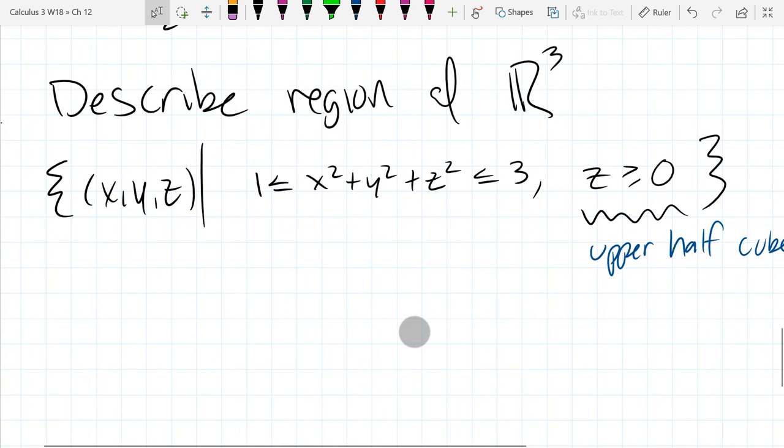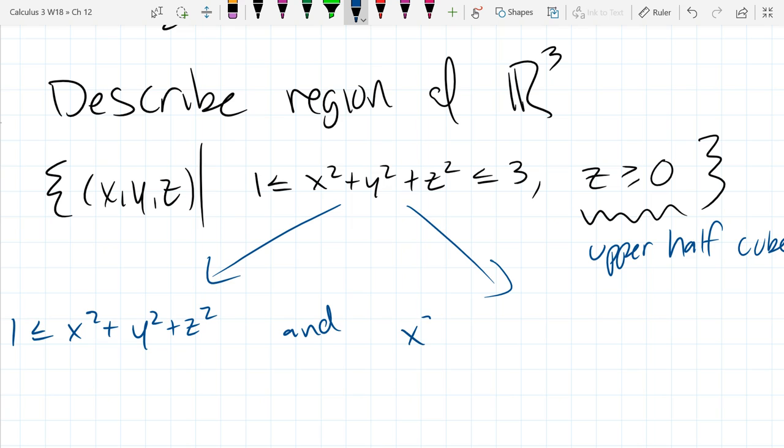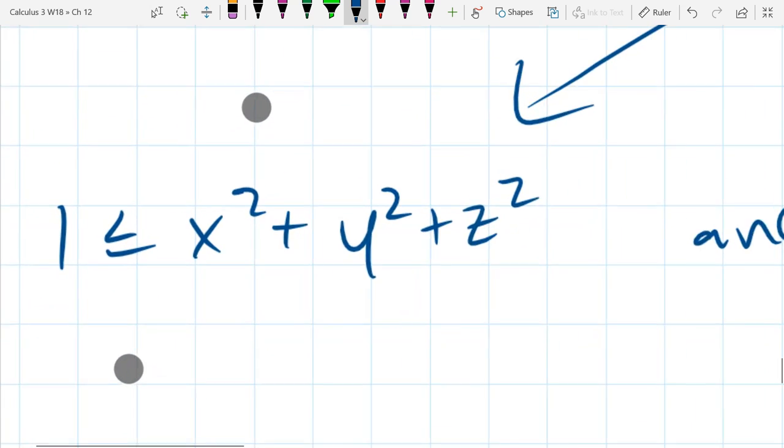So our second property, our second inequality, is really two inequalities in disguise. So it's that x squared plus y squared plus z squared is both greater than or equal to 1 and less than or equal to 3. So it's not a coincidence, I just talked about spheres a minute ago. These look a lot like spheres. So let's take the small one first.